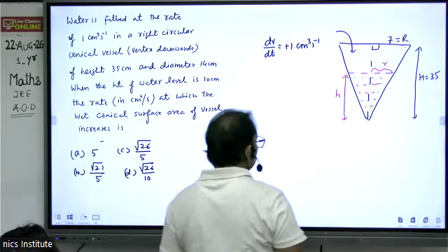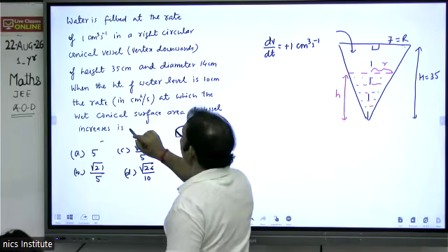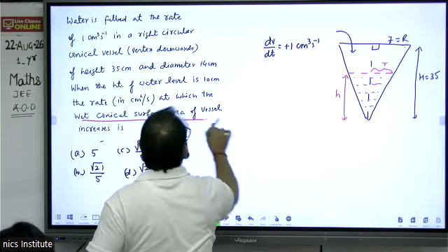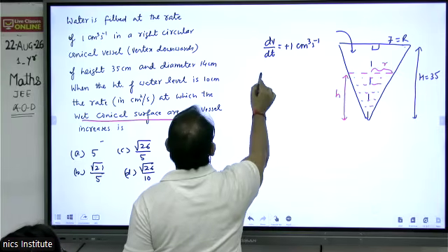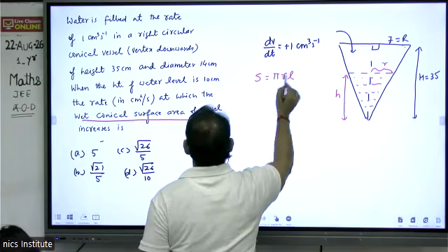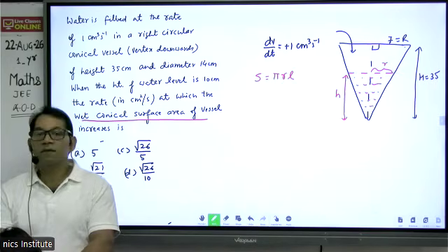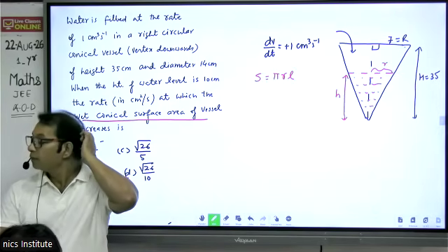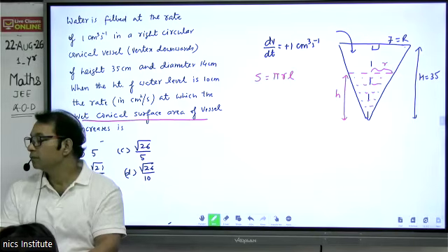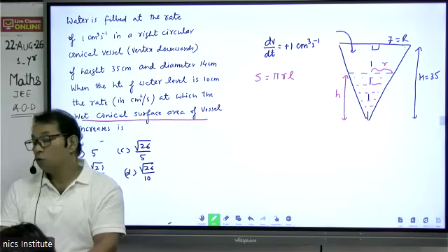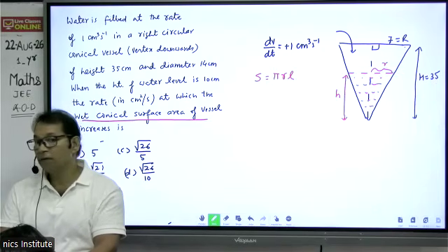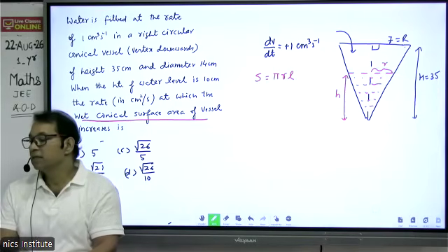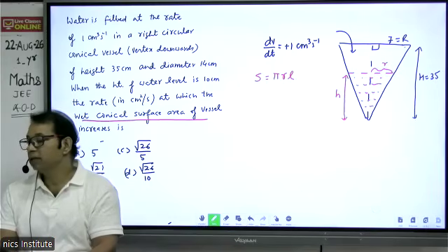So now, he is asking for the wet surface area. What is wet surface area? Wet surface area would be in the form of a cone. The wet surface area would be pi RL. Curved surface area of a cone is pi RL. So there are two variables R and L. Get rid of one of the variables. We need to find dS by dt.